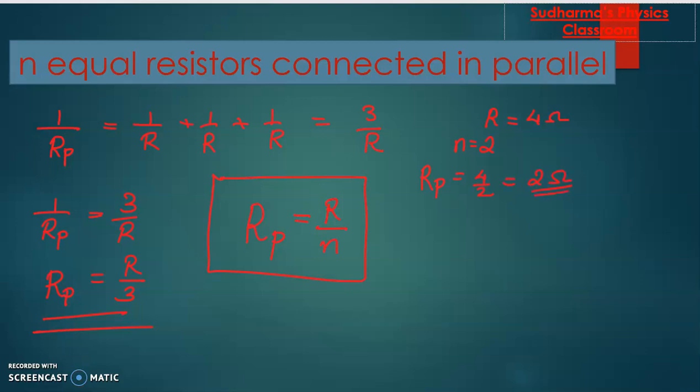Now let's try that using another formula. Here I have taken the example of 2 resistors, right? If 2 resistors are connected in parallel, there is another shortcut. Remember again, this is only for 2 resistors in parallel. Rp is equal to R1 R2 divided by R1 plus R2. So we have different formulae. These are all the helping formulae for us to solve electric circuits. So Rp is equal to R1 R2 by R1 plus R2.